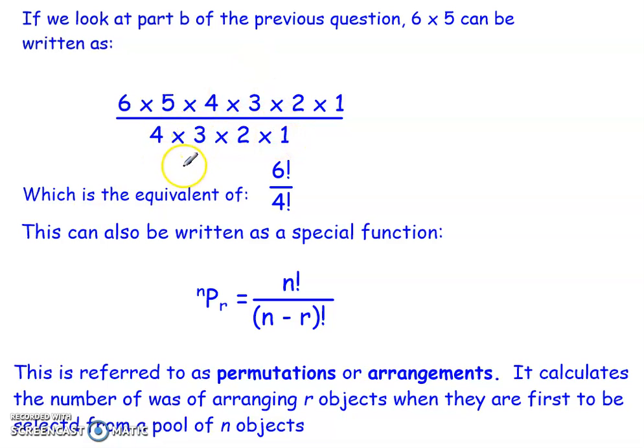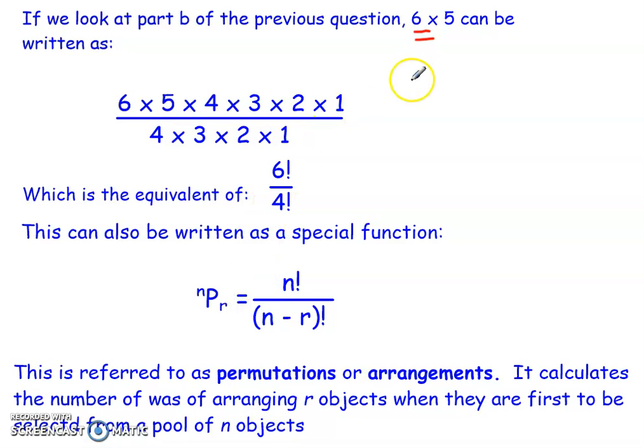Now, if you look at these and think of basic calculations involving fractions, these sections could actually cancel, which would give us the 6 times 5 we would be after. So that is the equivalent of 6 factorial over 4 factorial. Now this again could be written as a special function, and that's given by this: nPr, which is equal to n factorial over (n minus r) factorial. In this function, the n and the r relate to certain parts of it. The n is the total number of participants, or the total number of objects that can be arranged. The r is the total number of outcomes that we want.